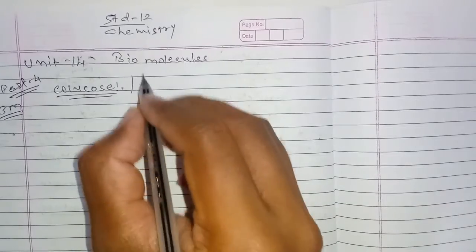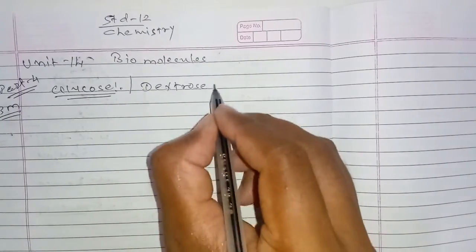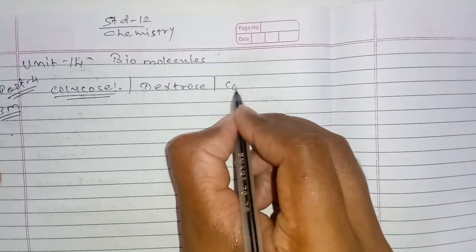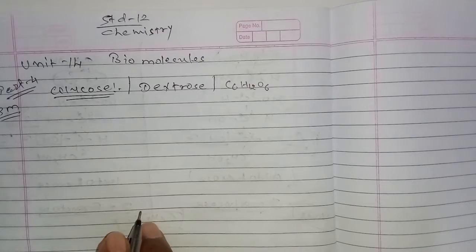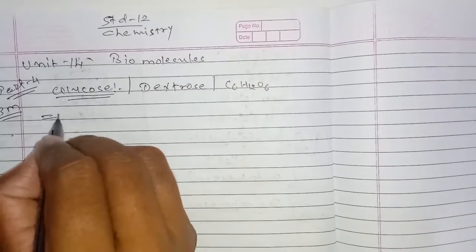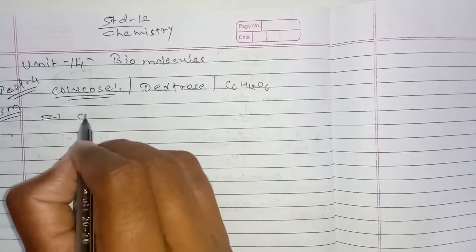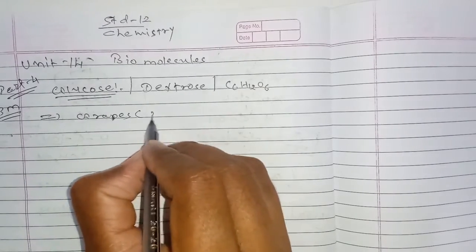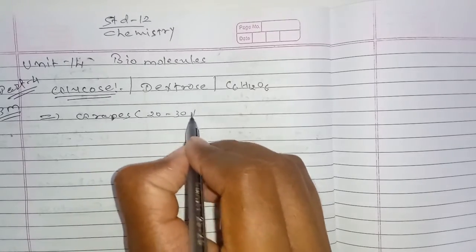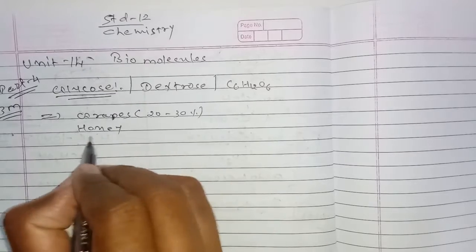Glucose is also known as dextrose and its molecular formula is C6H12O6. It is found in sweet fruits, especially in grapes, 20 to 30%, or in honey.